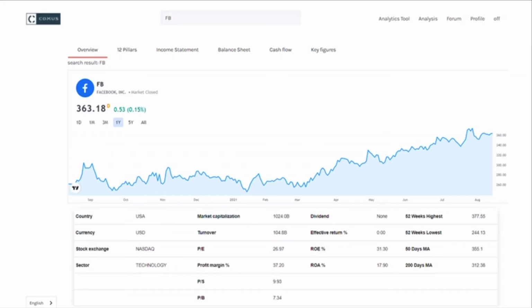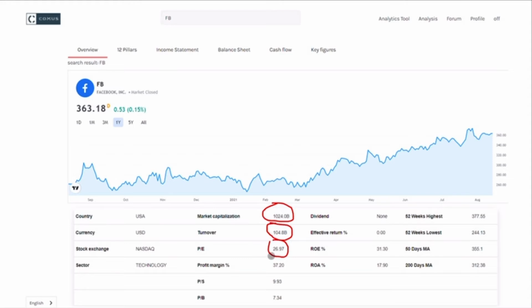Their market capitalization is $1 trillion, and their revenue is $104.8 billion. The PE ratio is 26.9. Now, normally I like to look at companies with a PE ratio of 20 or below. So 26.9 is not far-fetched from the threshold, but still above 20. So that is a no for me.